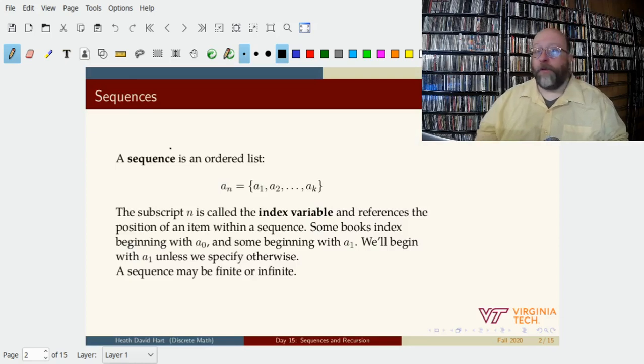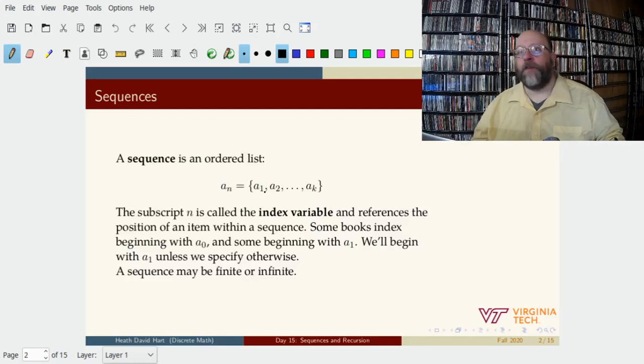You've seen sequences in Calc 2, but let's look at them again. A sequence is just an ordered list: A1, A2, A3 up through, say, A sub k. The subscript is called the index variable, and it can reference any of the terms of the sequence. So when n equals 1, it references this term. When n equals 2, it references this term. When n equals 3, it references this term, and so on and so forth.